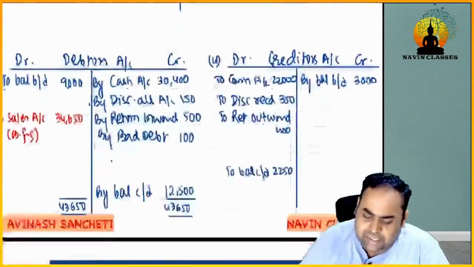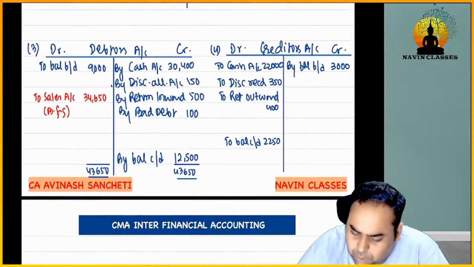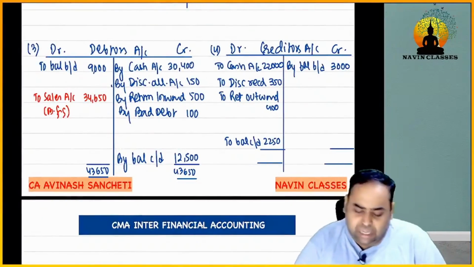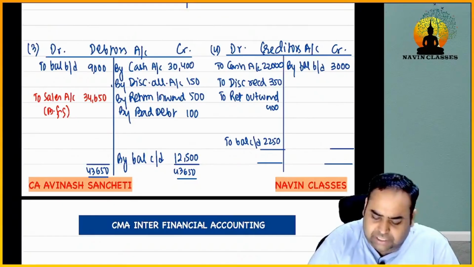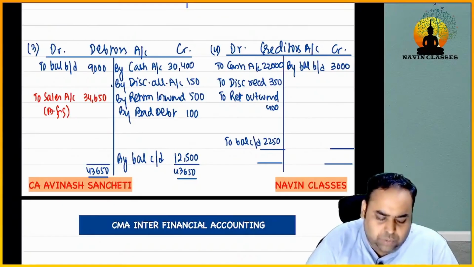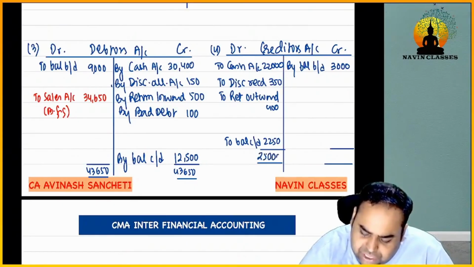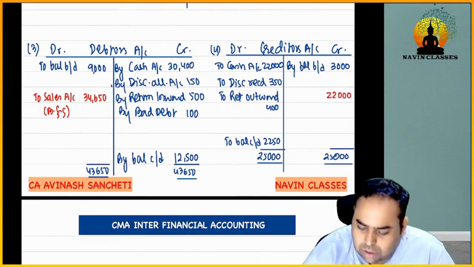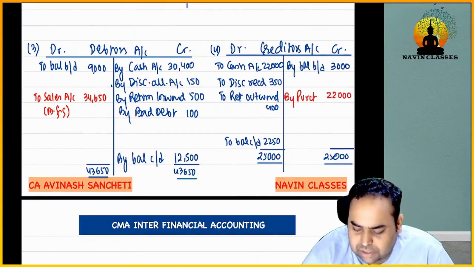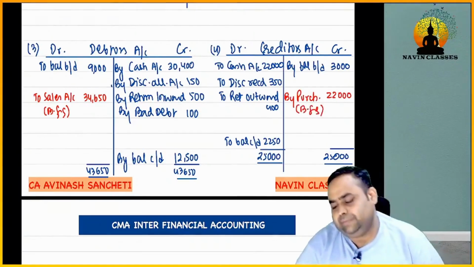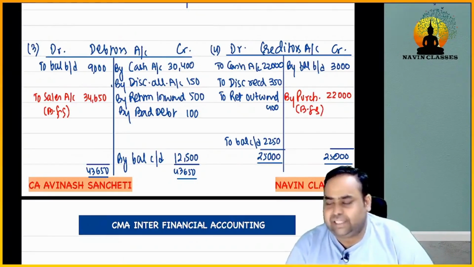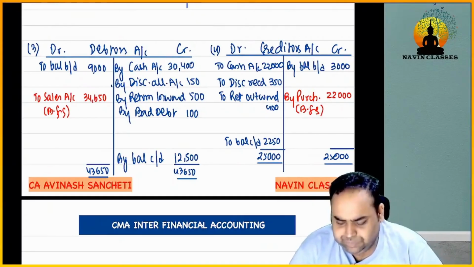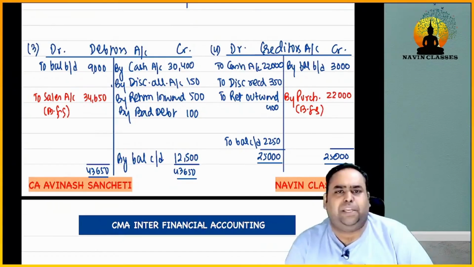After this, I will go to the creditors account. We have both opening and closing in the creditors account. Payment, discount, purchase, return, all is there. But the quantity of goods purchased during the year is not mentioned, and in the creditor account, purchases is not given. So I will calculate the purchases as the balancing figure. Purchases balancing figure is 22,000. Check it yourself by doing the plus and minus.